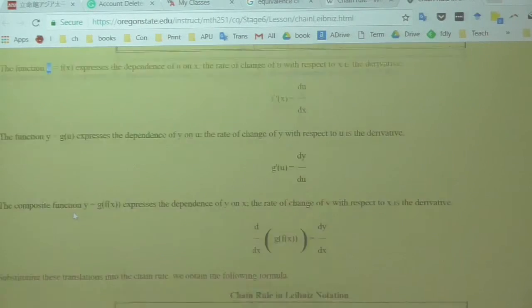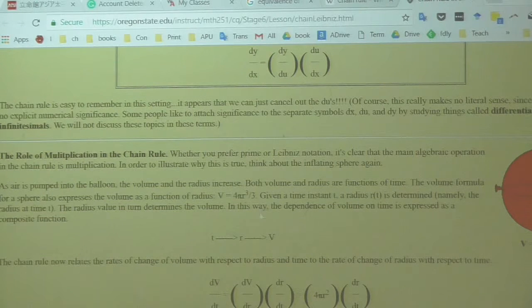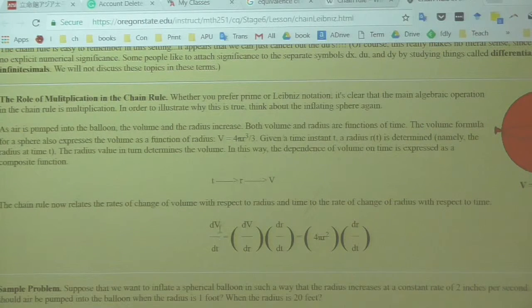So we have this kind of relationship. t goes to r and goes to v. So that means that the change in volume over time is equal to the change in volume with respect to r times the change in r with respect to t. So this is a kind of chain effect, a chaining of effects.